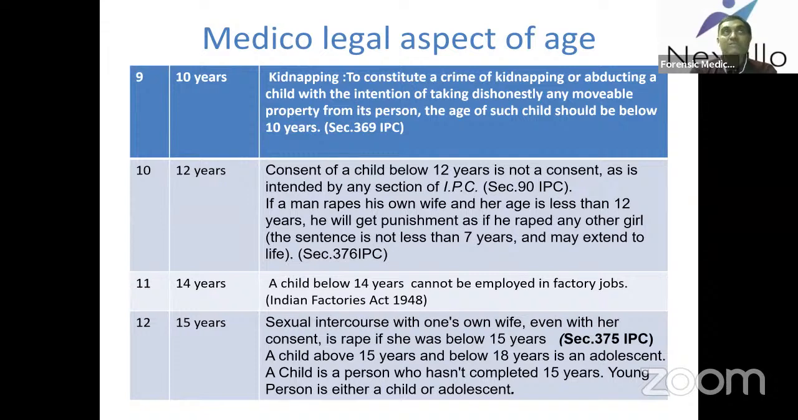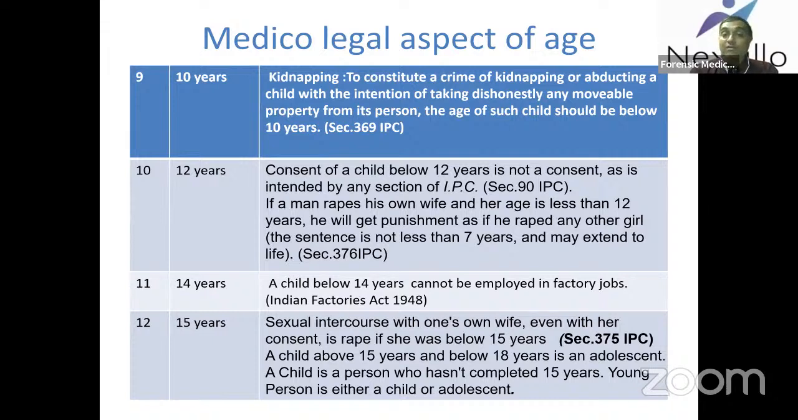Below 10 years, kidnapping constitutes the crime of kidnapping or abducting a child with the intention of dishonestly taking any movable property from its person. The age of such a child should be below 10 years. That's why this is going to be very important: the child should be below 10 years of age. Otherwise, that will be considered as kidnapping charges.